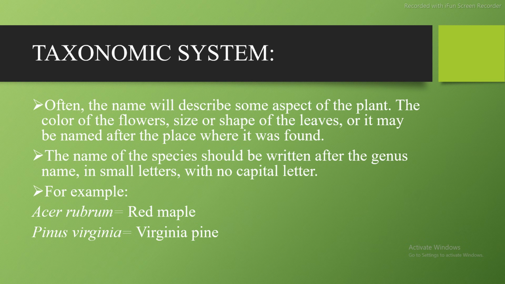They are used to identify that particular plant. Often the name will describe some aspect of the plant, like the color of flowers, size or shape of leaves, or it may be named after the place where it was found. The name of the species should be written after the genus name in small letters with no capital letter. For example, Acer rubrum stands for the red maple. Pinus virginiana is the scientific name of Virginia pine.